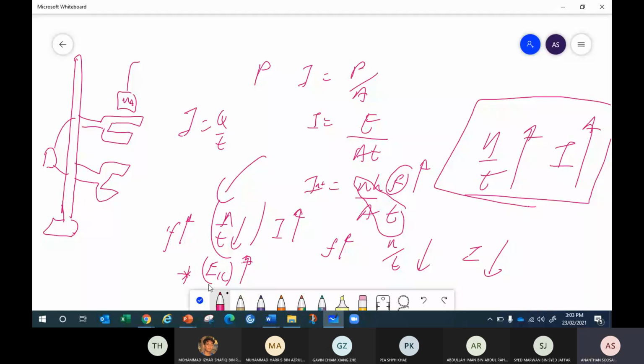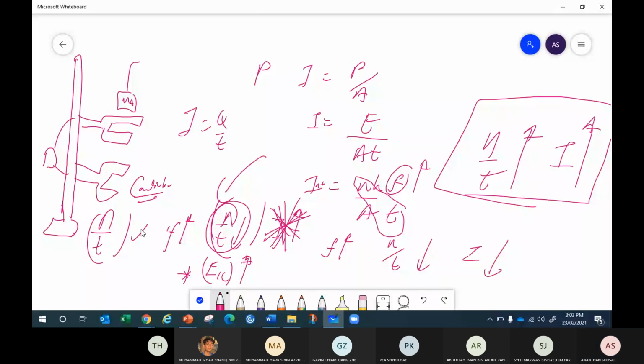I'm still looking for this idea, but I couldn't find any books explaining this. But in your Cambridge A levels so far, they play safe. They play safe means what? They never ask about current. They will ask about the N over T. How many particles we release per second? They will ask about this.